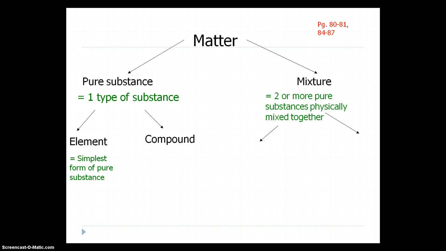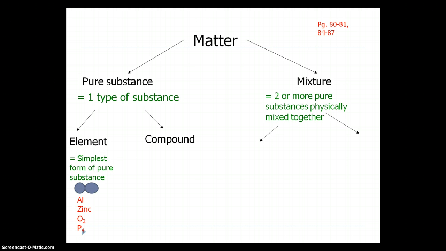Elements you've already heard about, we've talked about them a lot. They're the simplest form of pure substance. Elements are made of atoms, and the periodic table of elements tells you about all of the different kinds of elements. If it's not on the periodic table of elements, it's not an element. Here's some examples. Let's go to the aluminum, Al. Aluminum is a type of element. It's on the periodic table. Zinc is also a type of element on the periodic table.